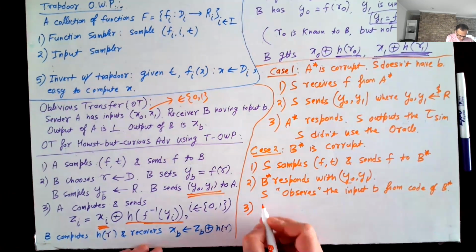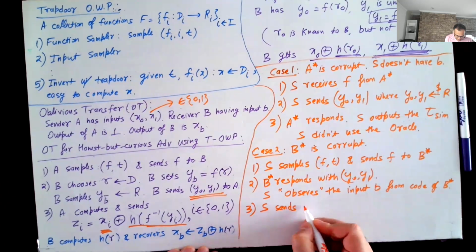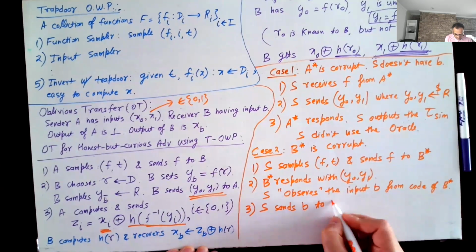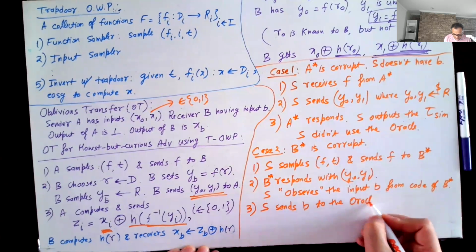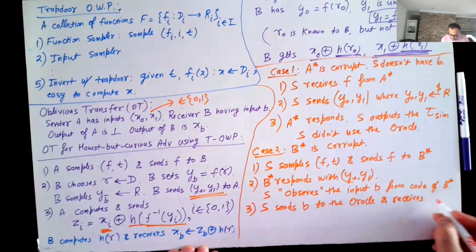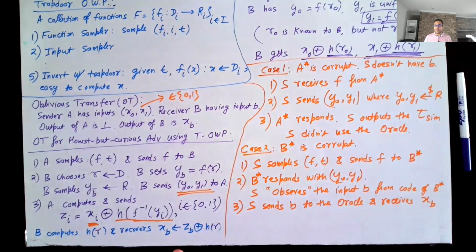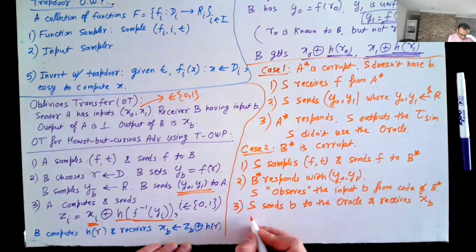And now S sends B to the oracle and receives XB, which is the legitimate output for the adversary B star. But note that the simulator doesn't get the other input, which is XB bar. So how does the simulator compute this third message? And the idea is as follows.